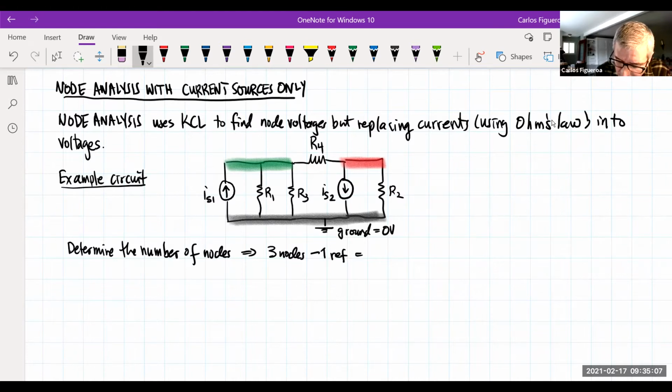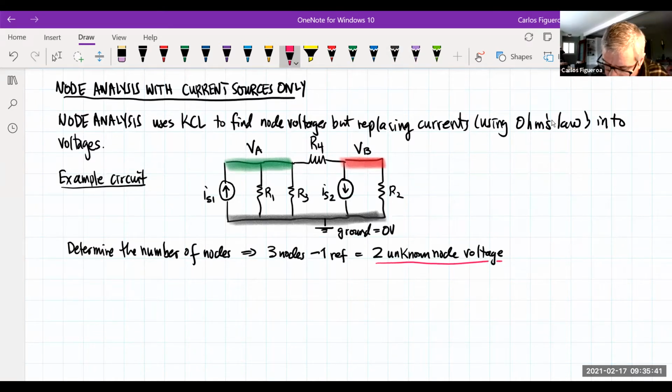So what you're seeing here is that I have 2 unknown node voltages. Now remember, node voltage is a potential. So that means here that the green one I'm going to call node VA, and the red one I'm going to call node VB. Okay? So now you can see that what this is telling me is that I have 2 unknown voltages here.